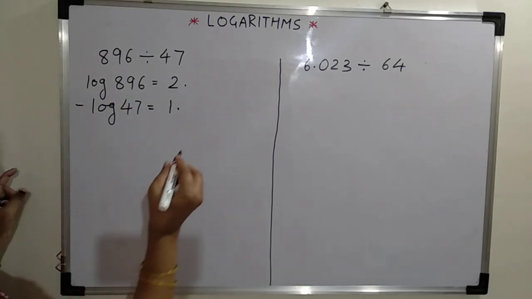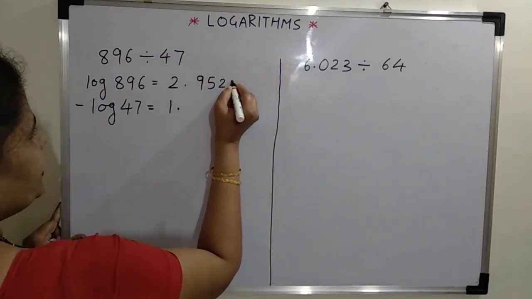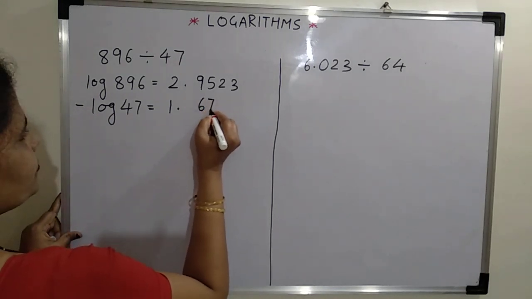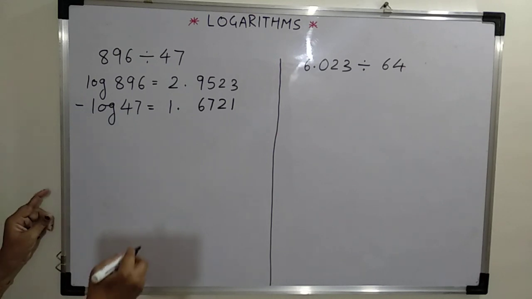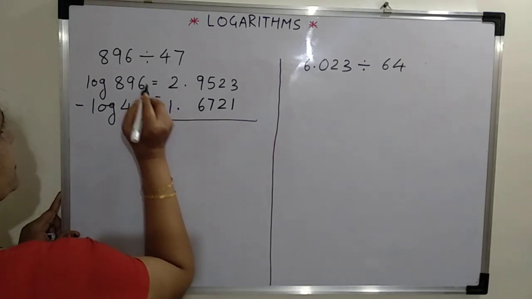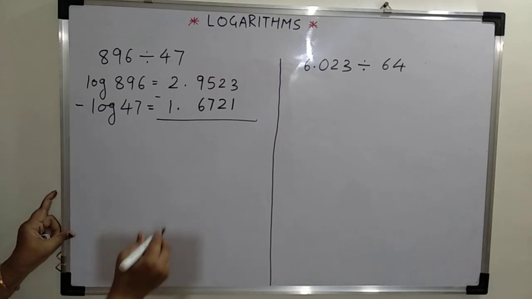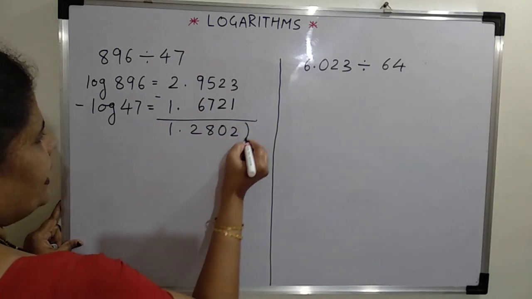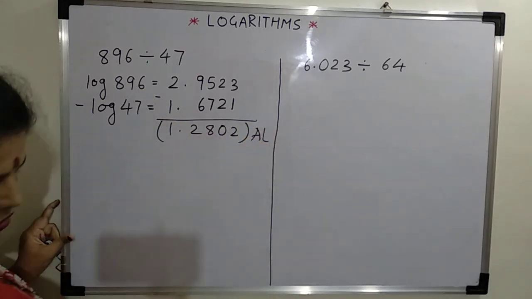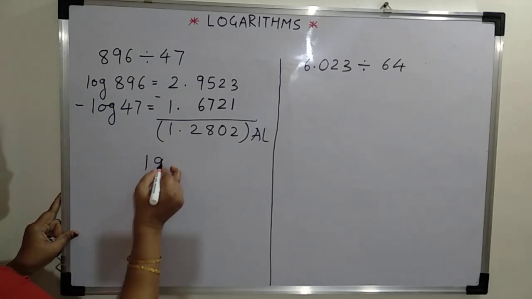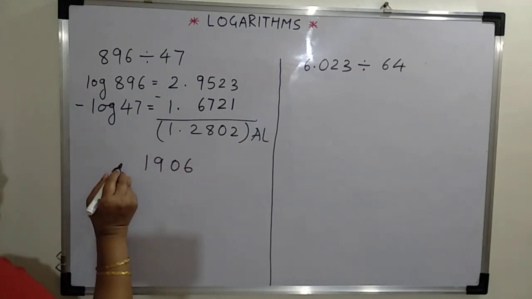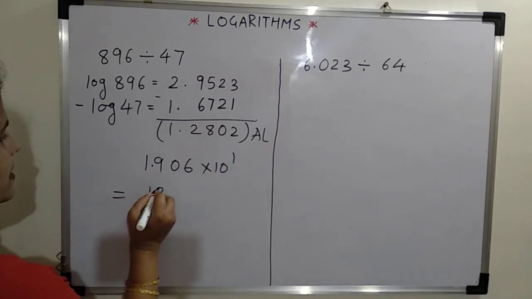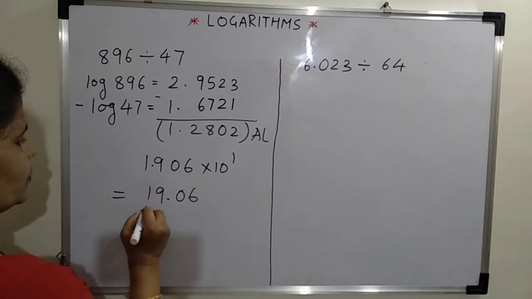89 under 6 is 9523. And 47 under 0 is 6721. So the difference will come to, why the difference? Because it is now division here. So the difference will come to 1.2802. Let us see the antilog. The remaining procedure is the same, students. So this will be 1906. Where will I place the decimal? From this end, one digit into 10 raised to 1. So the answer is 19.06. So this is your answer.